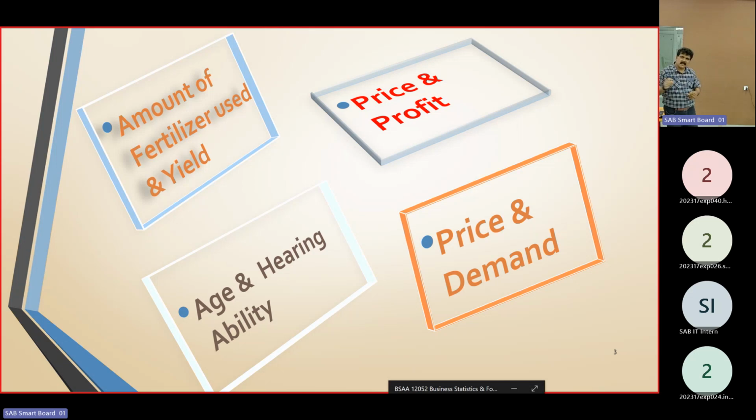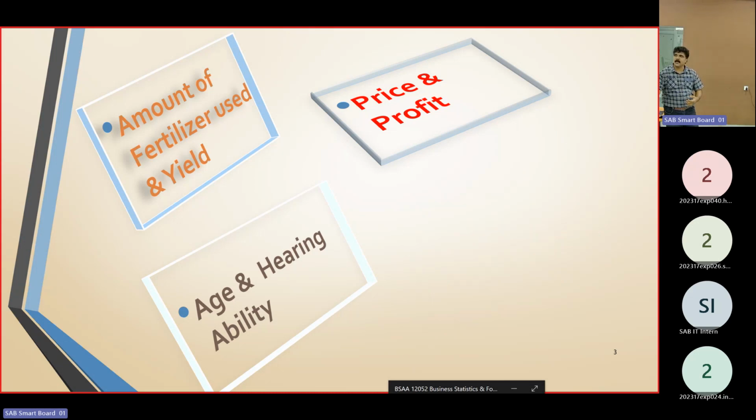Last one, price and demand. You can argue either way. You can argue demand depends on price. If you want, you can argue the other way around as well: price depends on demand. Whichever way you argue, there will be a dependent variable and an independent variable according to your need. So now everywhere we have a dependent variable and an independent variable.